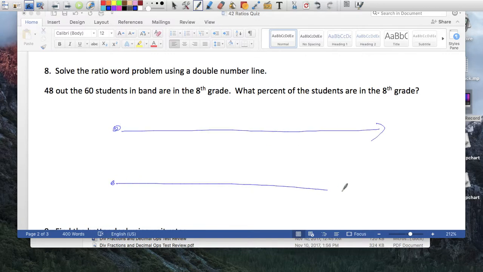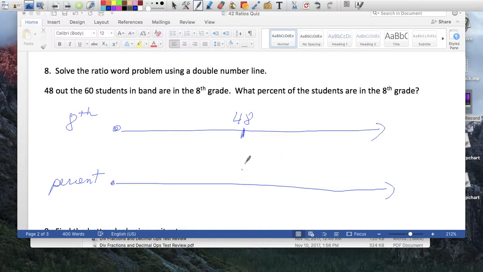Here's my second. So 48 out of 60 students in band are in 8th grade. What percent of students are in 8th grade? Okay, so I'm going to call this 8th grade students, and this one I'm going to call percent. So there are 48, so let's make a number line. This is about half, so 48. Let's make 48 over here. 48 students.